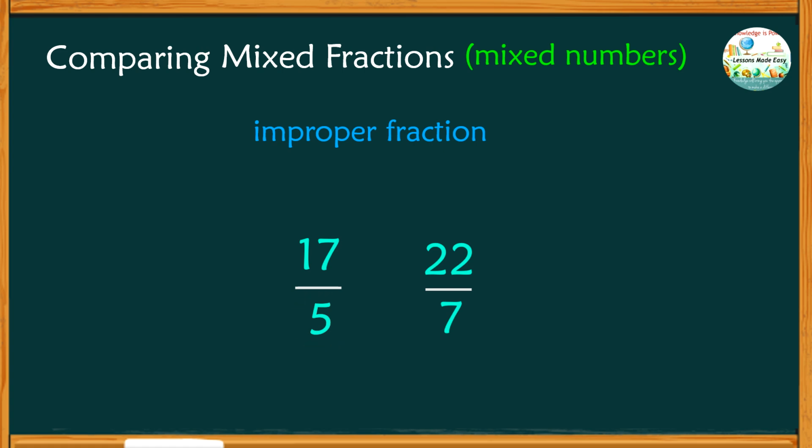This time, we can do cross multiplication. 17 times 7 would give us 119, while 22 times 5 is only 110. Therefore, 17 over 5 is greater than 22 over 7.